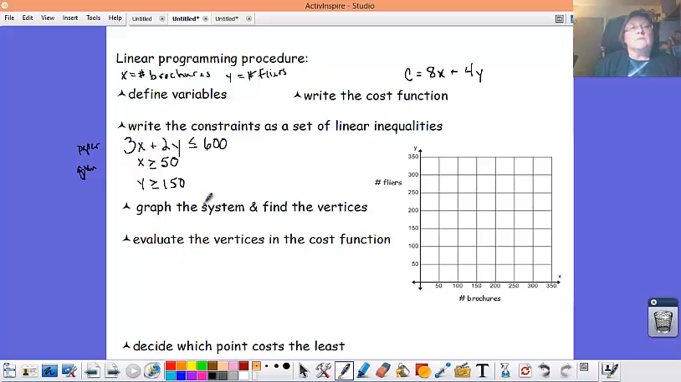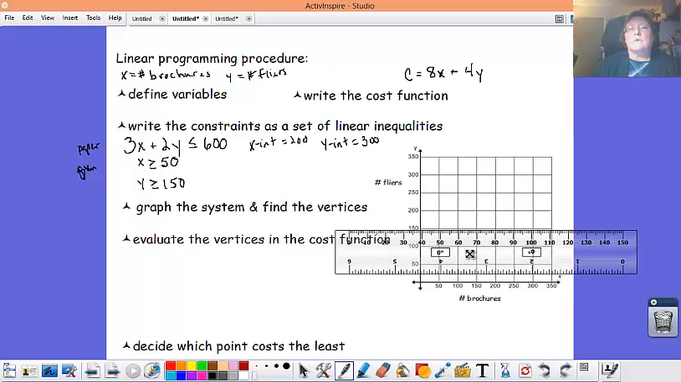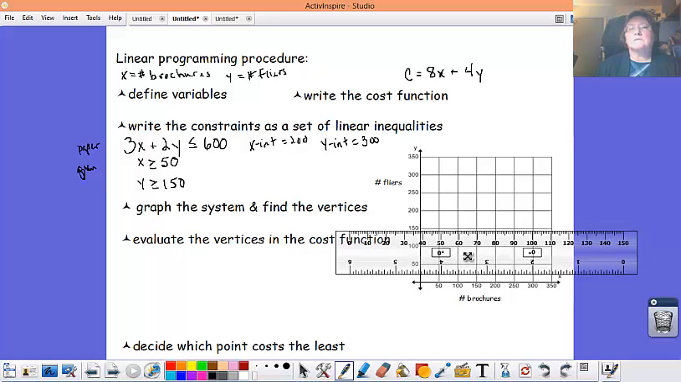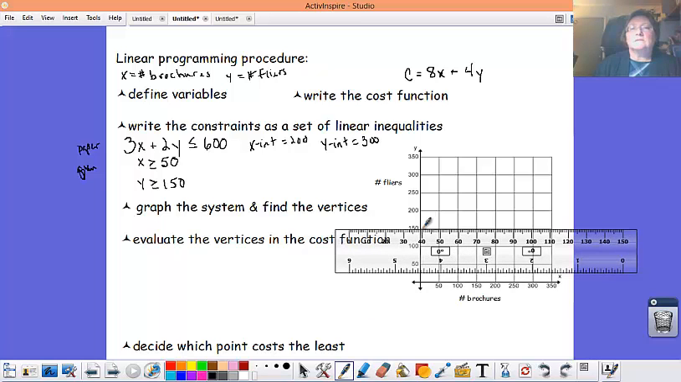Okay? Our job next is to graph this system and find its corners. We need a y that's bigger than or equal to 150. So I have my ruler set right there, I hope. Let's see if we can sketch in that line.